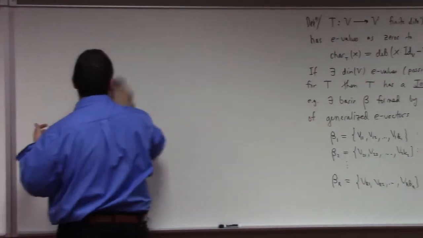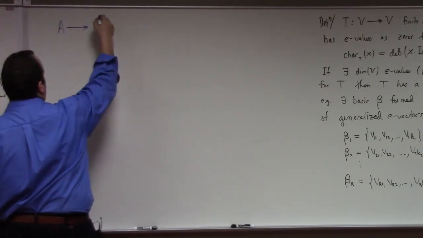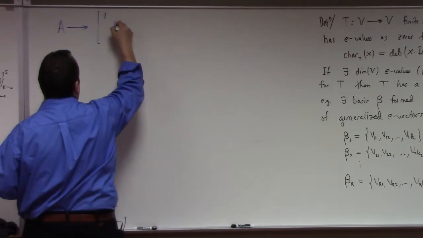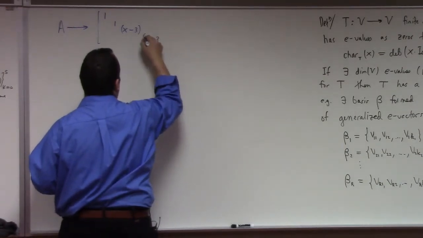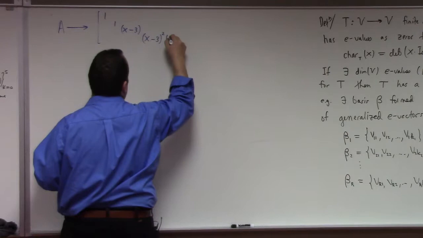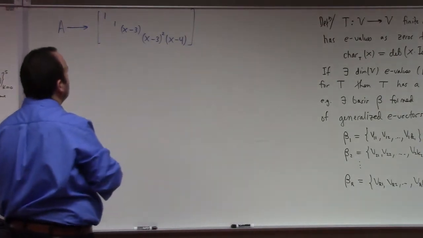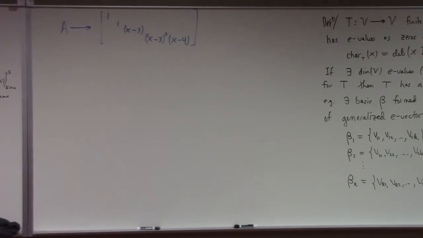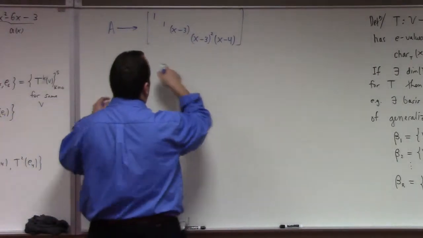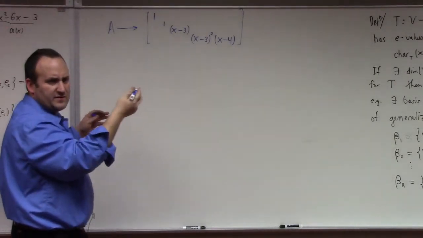Look, if we had a matrix A, all right, and we Smith normal formed that thing, and we got something like 1, 1, x minus 3, and then x minus 3 squared times x minus 4. Would that make sense? It's a 4x4 matrix. If I multiply all the invariant factors out, what do I got? So if this is the Smith normal form, which I hope you guys understand how to calculate, I think I showed you enough of those that you'll be okay with that, right?